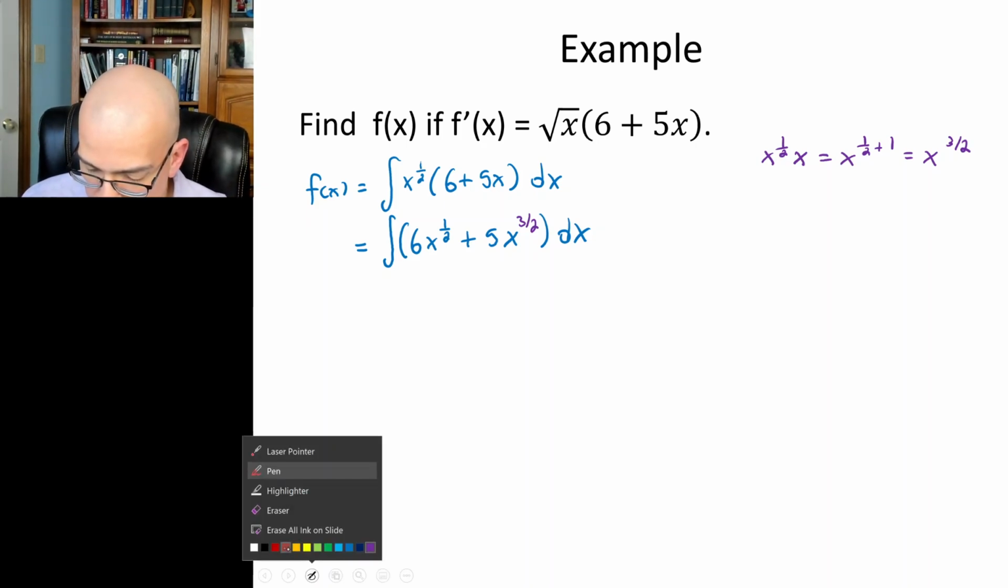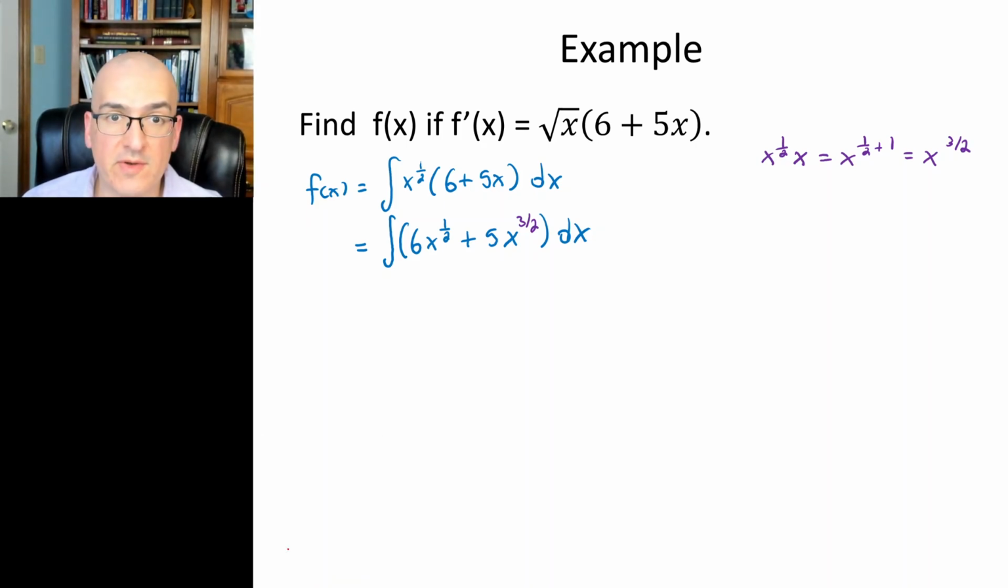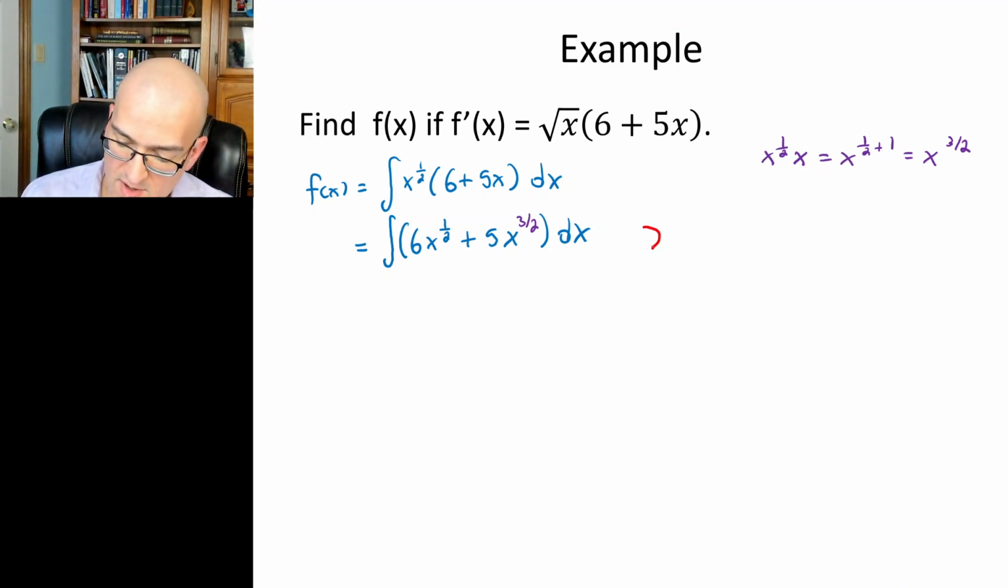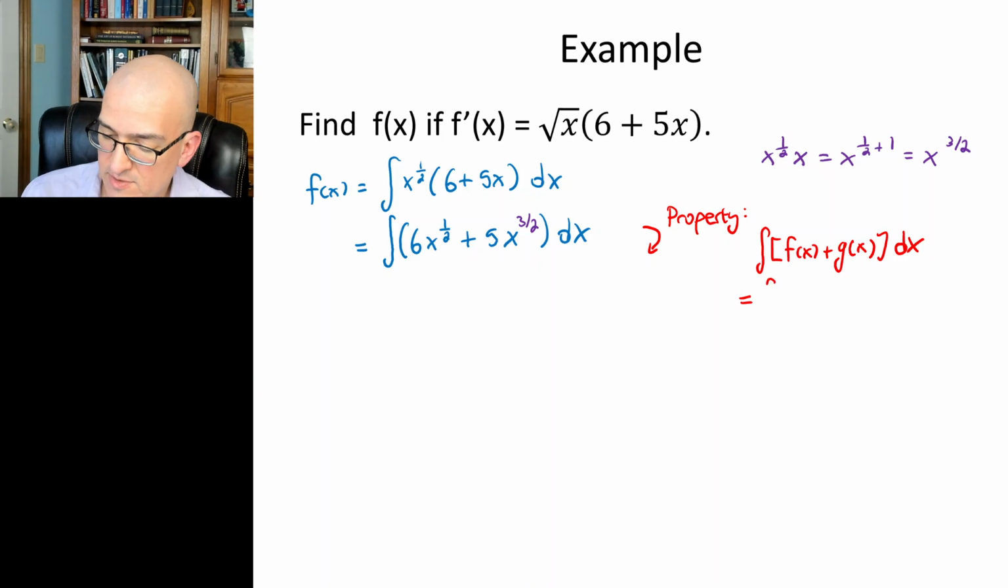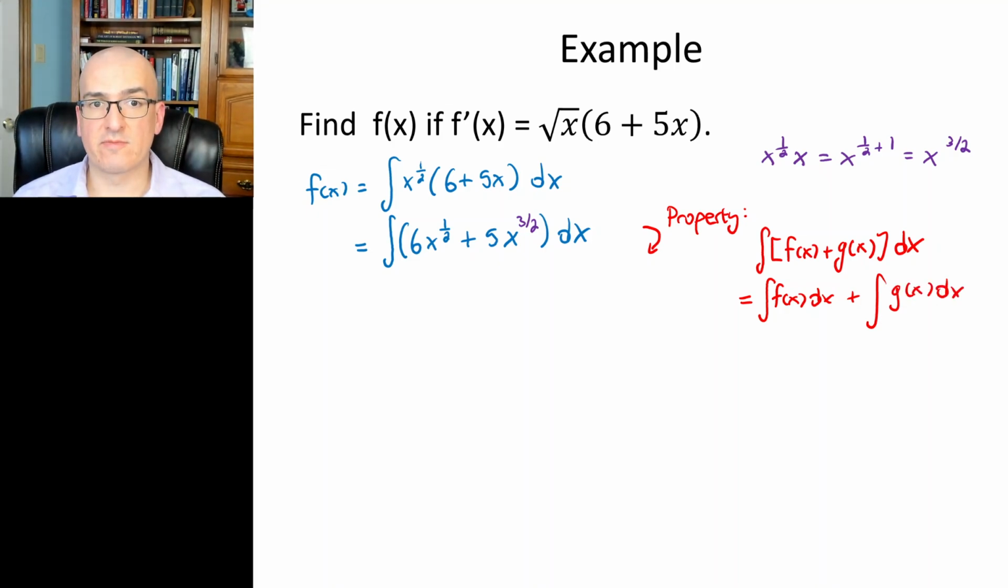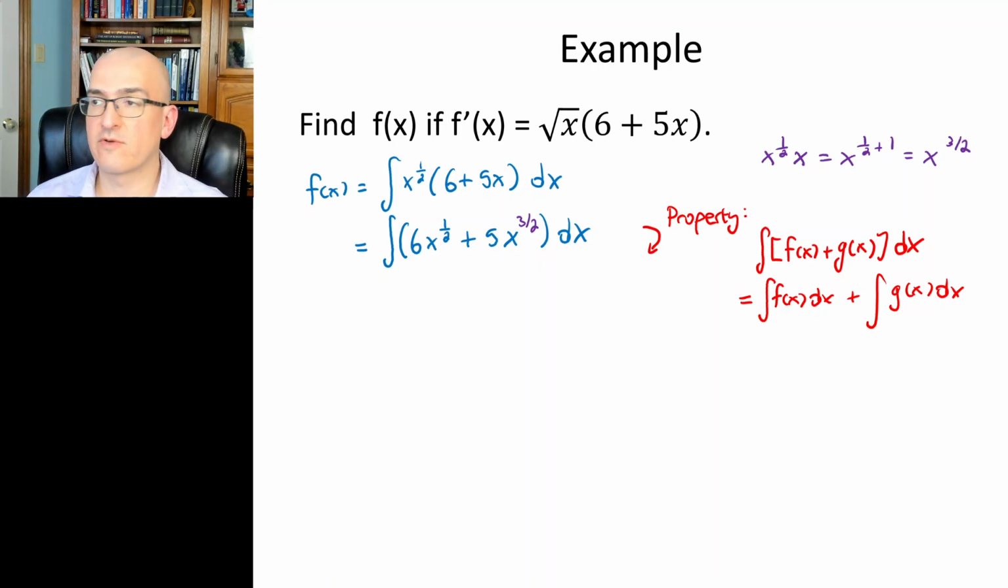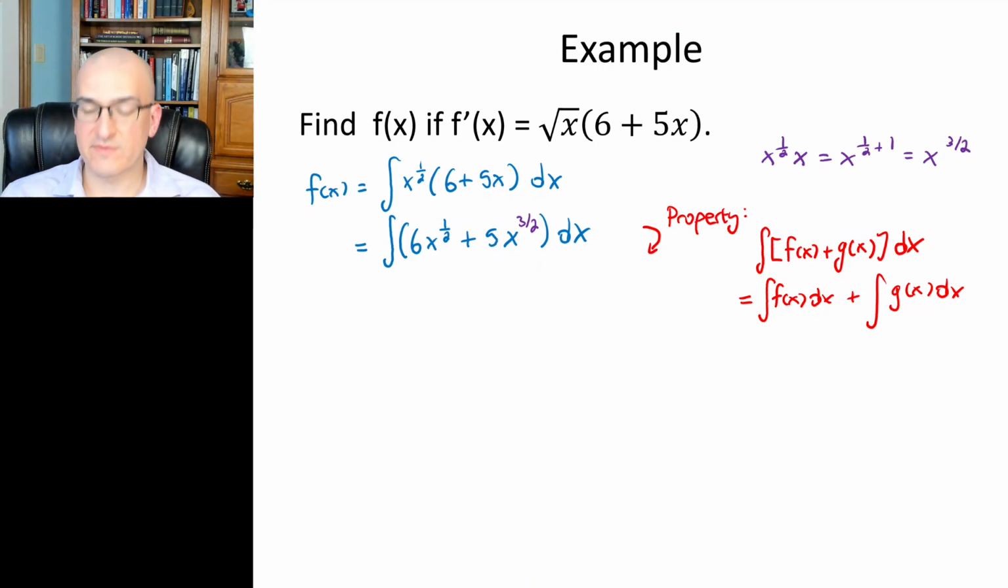Okay, now I'm going to use a property of integration that I haven't told you about yet. So the property is that the integral of f of x plus g of x is equal to the separate integral of f of x plus a separate integral of g of x. This should look super familiar. We've been using this type of rule since you started taking derivatives.